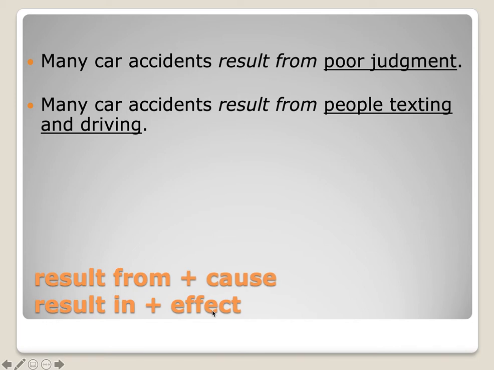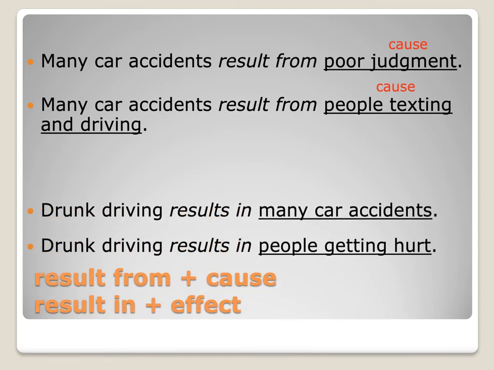Okay, so let's look at these first two. First says, many car accidents result from poor judgment. We can also say many car accidents result from people texting and driving. So what's interesting with results from is it is followed by the cause. So the judgment is the cause, the texting is the cause. Notice that when we use result from, it has the preposition from, so it's followed by a noun. So in the first one, the noun is judgment. In the second one, the noun is a gerund, texting and driving.